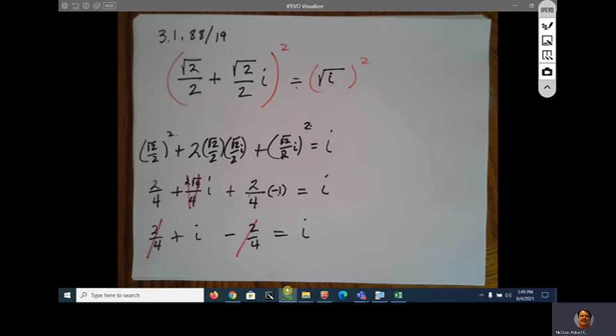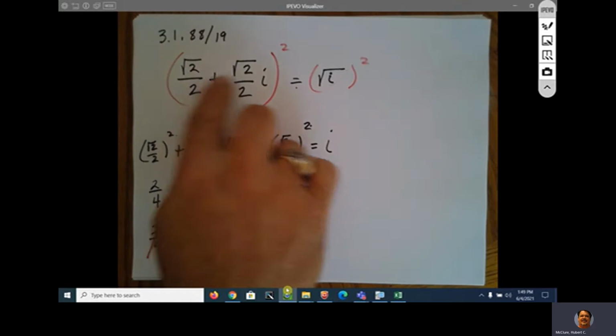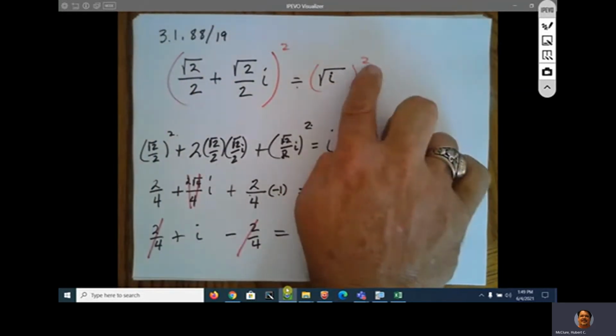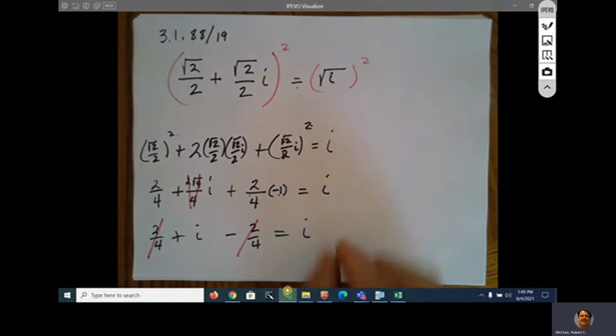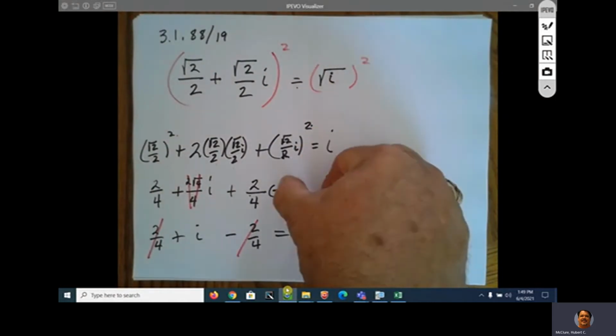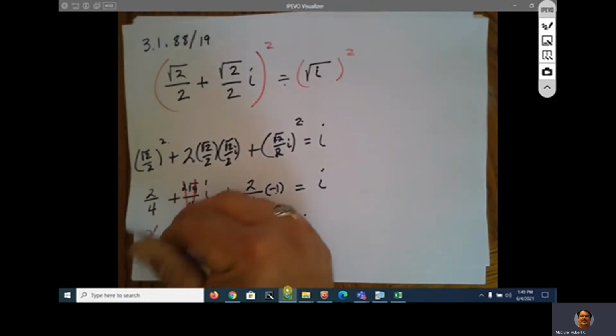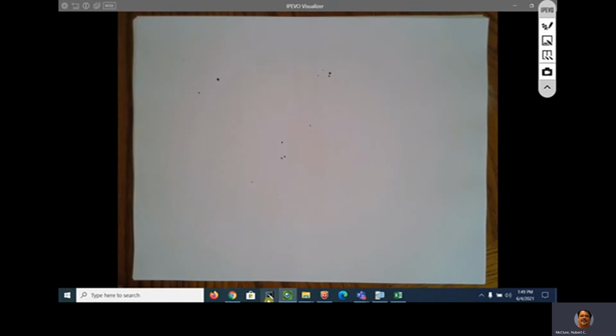Not a test question, but it's a good homework question. I don't mind it being a homework question. You got to learn your shortcuts, and you got to know that the square root of i squared is i, and i squared is equal to negative 1. All those things are important. I wouldn't put it as a test question, but it's a good homework question. Next.